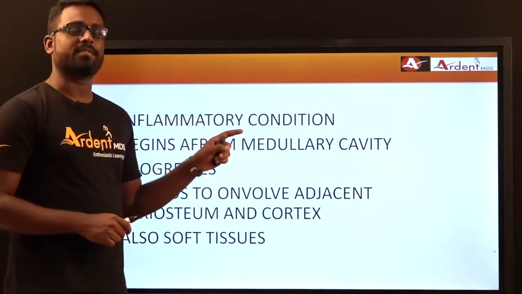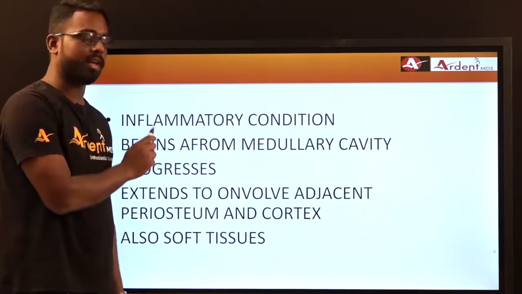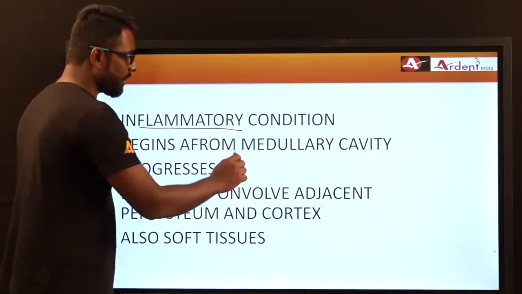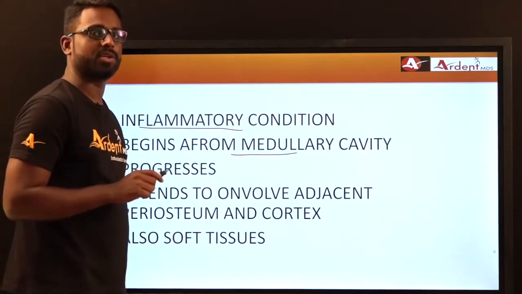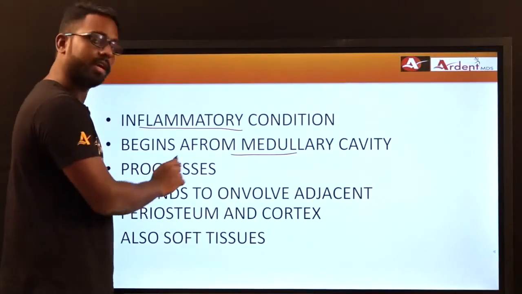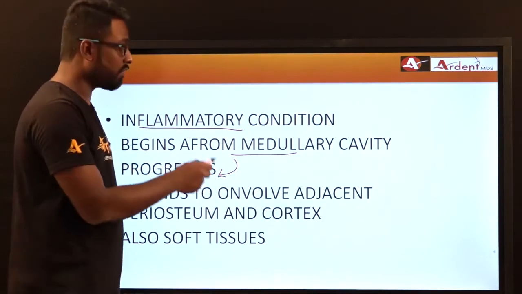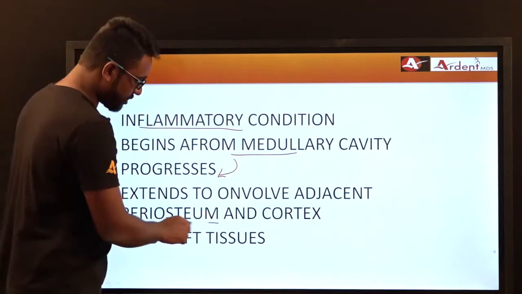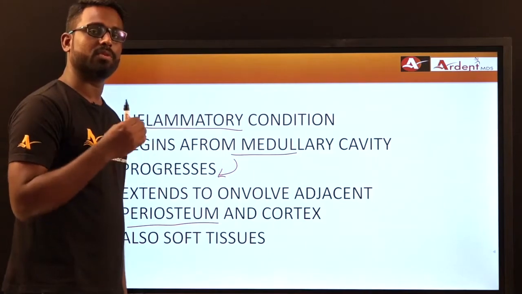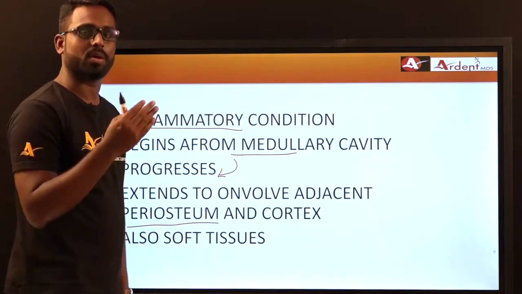So you have to understand the definition of osteomyelitis before moving to the pathogenesis of osteomyelitis. We all know from the name itself that it is an inflammatory condition. First it arises at the medullary cavity. That is what the ideal definition of osteomyelitis says. It begins from the medullary cavity and then progresses slowly and extends to involve the adjacent periosteum and the cortex. So it initially develops as an inflammatory condition due to infection of the bone marrow, and it extends to involve the periosteum and the surrounding cortical bone also.